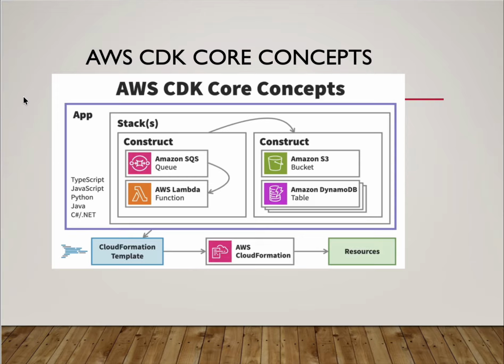And finally, we have the constructs. Constructs are the building blocks of AWS CDK. They are reusable components that represent AWS resources like S3 buckets, Lambda functions, or even higher level constructs. As I said, each AWS resource is a construct, and you can combine them to build reusable higher level components.